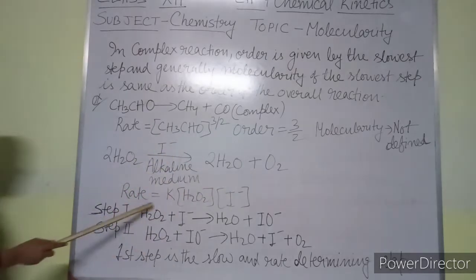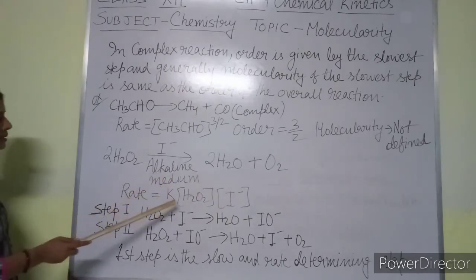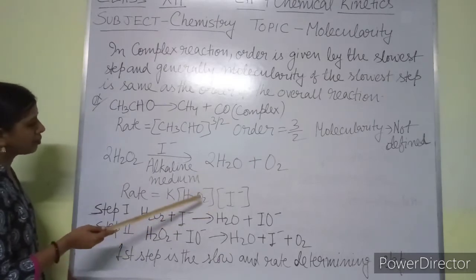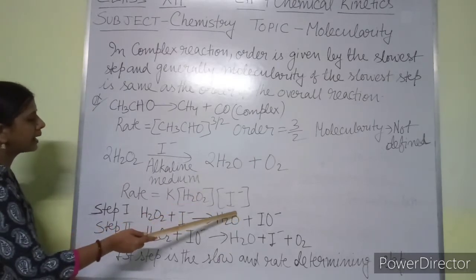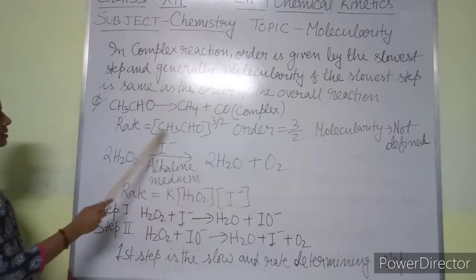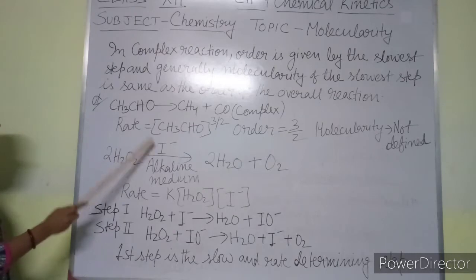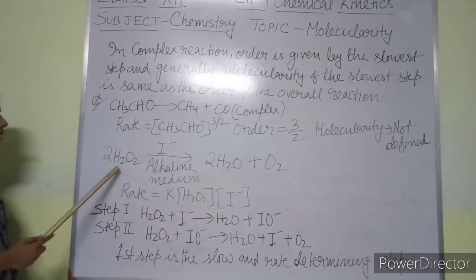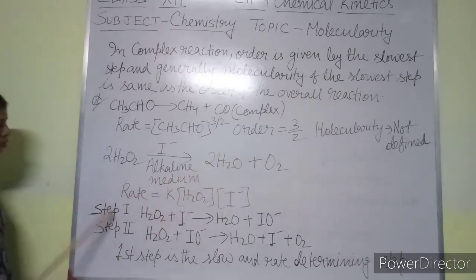Now the rate of the reaction has been found as K, the rate constant, times the concentration of both H2O2 and I negative. But in the reaction, I negative is not a reactant, it is only the catalyst. So how does this rate come about? Actually, this reaction is divided into two steps.